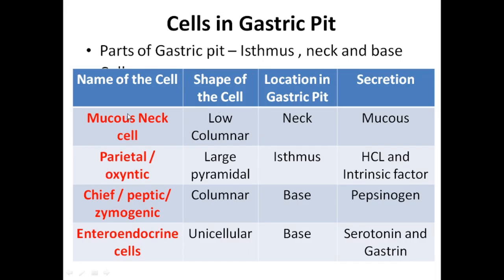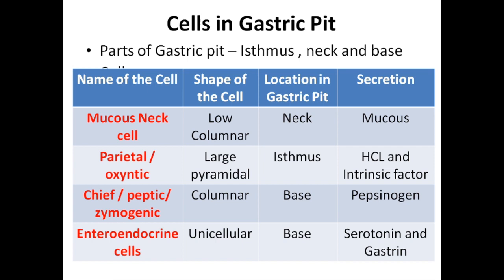The different cells present: the first is the mucous neck cells, which are present in the neck of the gastric pit. They are low columnar cells, and their main function is to secrete mucus. Parietal or the oxyntic cells are the large pyramidal cells present at the isthmus of the gastric pit, and their main function is to secrete HCl, that is hydrochloric acid, and the intrinsic factor, which is responsible for absorption of vitamin B12 from the food. The third type are the chief cells, also called the peptic cells, also known as the zymogenic cells. They are columnar cells, mainly present at the base of the gastric pit, and their main function is to produce pepsinogen.